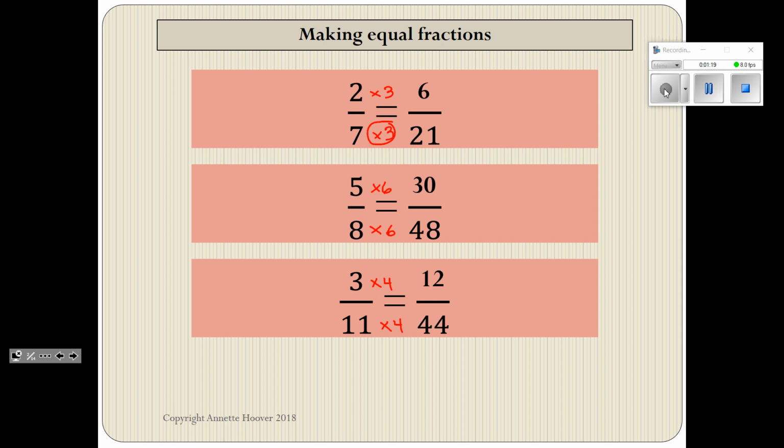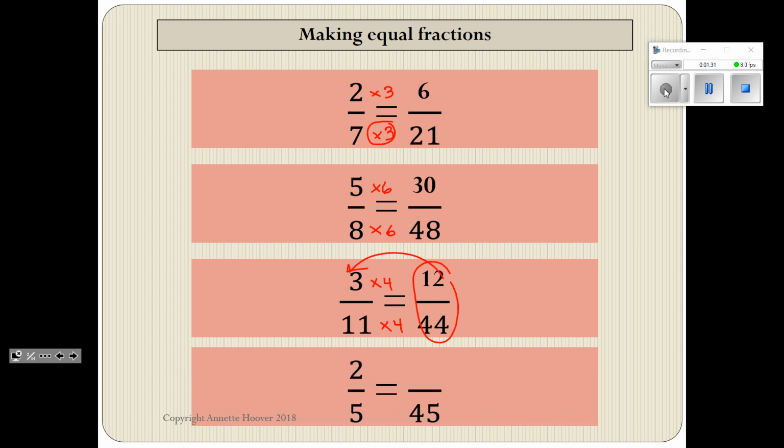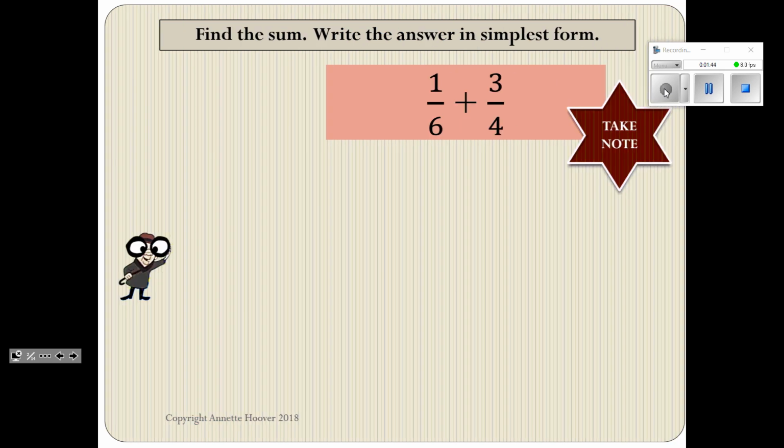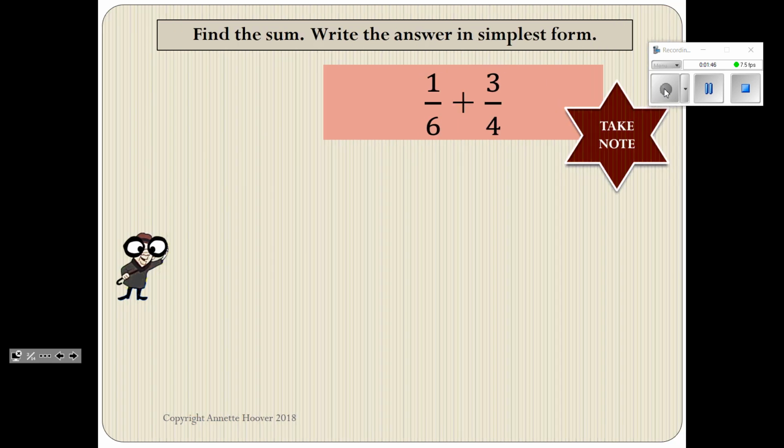Now these rewritten fractions are not going to be in simplest form, obviously, because now if we took this fraction and we simplified it, we'd be going back to this fraction. We're just making fractions that are equivalent. 2/5 equals something 45ths. 5 times 9 equals 45, so we're going to have to do 2 times 9 on the top. That would be 18/45. So we're going to be using that skill to rewrite fractions with common denominators.